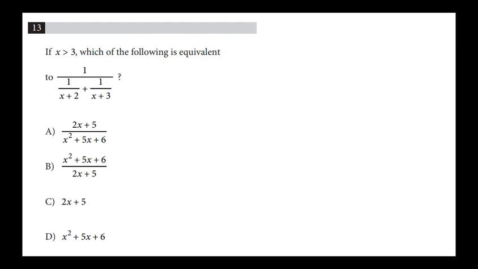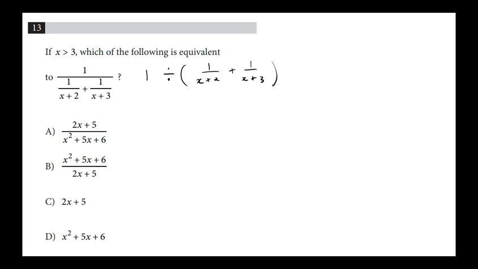Okay, so if x is greater than 3, which of the following a, b, c, d is equivalent to this expression? So this is just manipulating fractions. Let's write it like the following. It's 1 divided by all of 1 on x plus 2 plus 1 on x plus 3.